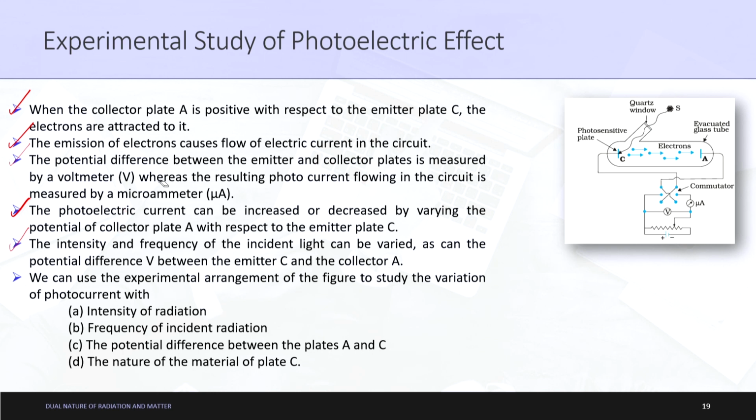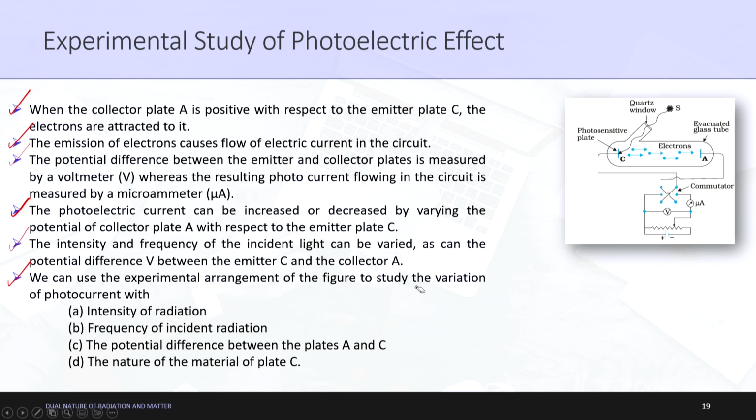Okay. So, we can use the experimental arrangement of the figure to study the variation of photocurrent. So, now we try to understand this complete photoelectric effect study using these 4 different arrangements. What we try to do? First, we try to change the intensity of radiation, keeping all other things constant. Next time, we try to change the frequency of incident radiation, rest of the things constant. Next, we try to change the potential difference between the plates A and C, rest of the things are constant. And we try to change the nature of the material of the plate C, rest of the things are constant. So, let us go over every one of the points very carefully, and then we can understand this complete experimental study of photoelectric effect.